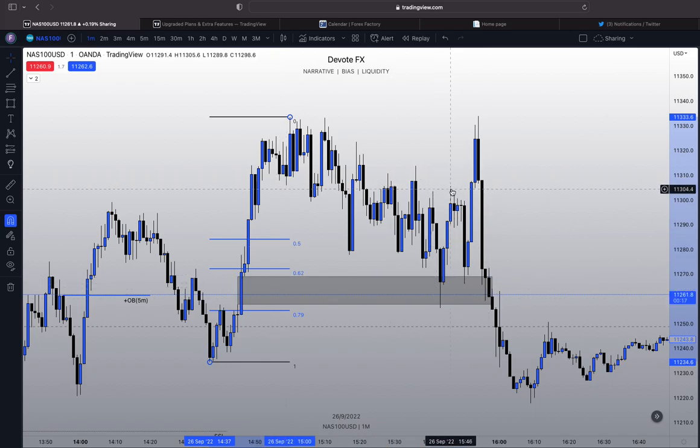Even though we didn't close above the wick, I watched this. We had a hard rejection and 3 nice candles creating displacement with this overlapping fair value gap. So I was confident in taking sells.